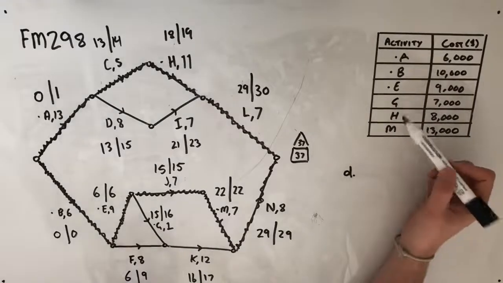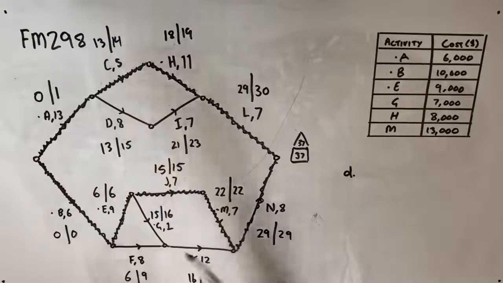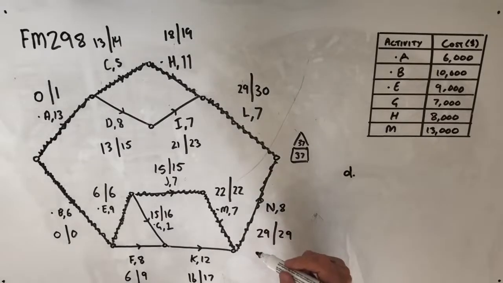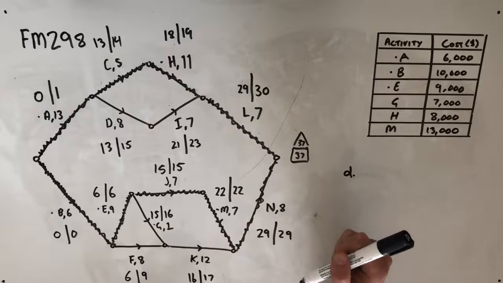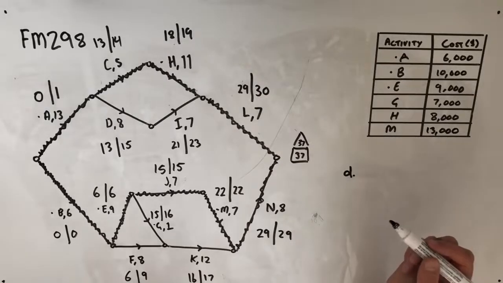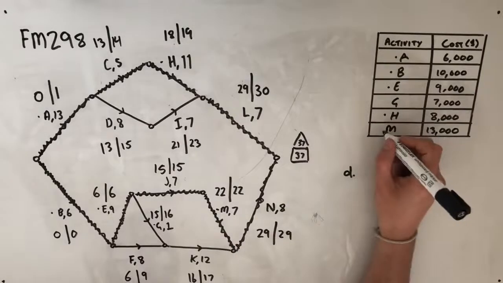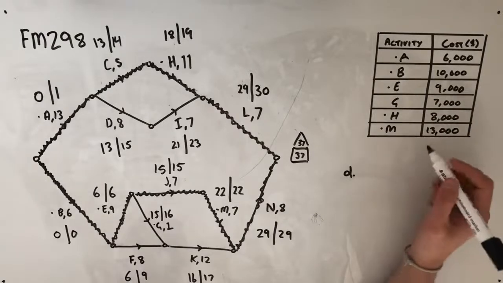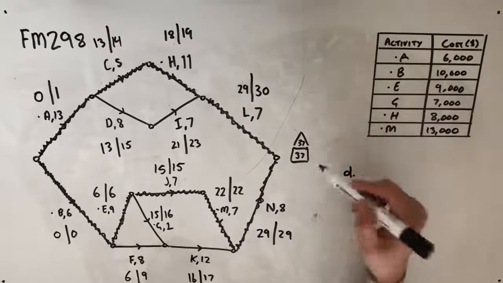Finally, I have activities G, H, and M that I could look at here. So I've got G and H up here and activity M down here. So I could reduce these two activities by 1 more day. So let's say that I reduced activity H and activity M by 1 day. That would now land me at another minimum completion time, reducing by another whole day.